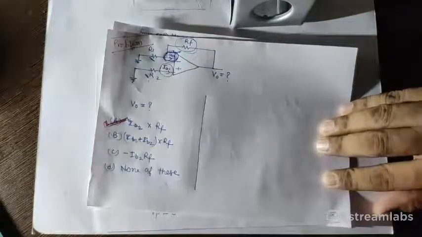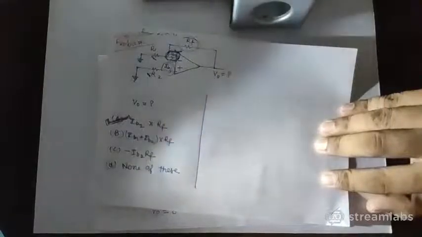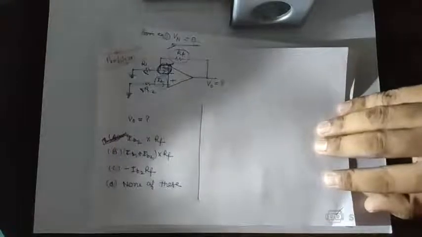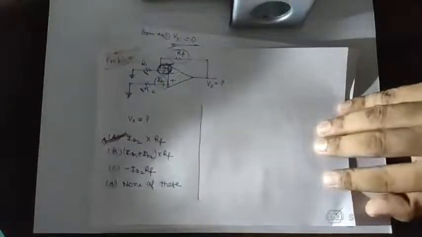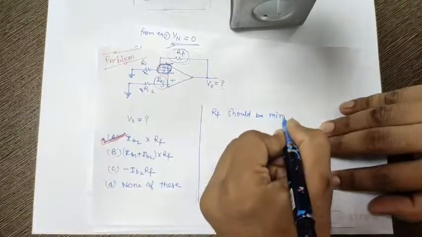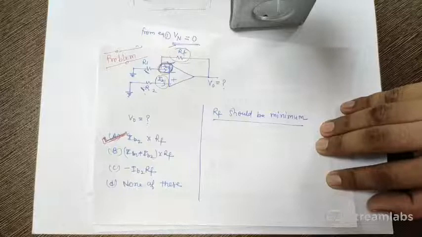Okay, so now I will do a little modification in this. What is needed is that the output voltage should be 0. Actually, these currents are very problematic, because even without input, output is coming. So to make the output voltage 0 or minimum, RF should be minimum, isn't it? RF should be minimum, then the output voltage will be minimum.